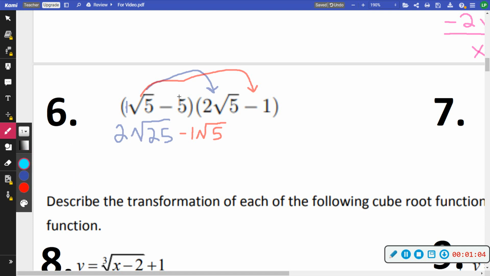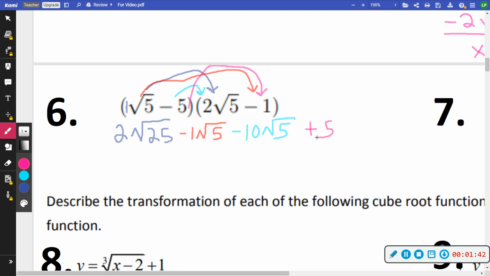Now I'm going to go to -5 and distribute here. So I would take -5 times 2, but you do not take -5 times square root of 5. You only take -5 times 2. That would be -10 square root of 5. And then finally, I would take -5 times -1, and -5 times -1 is plus 5.